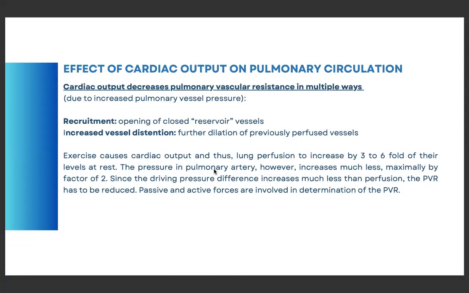So, while cardiac output and lung perfusion experience really high increases, as we said, 3 to 6 fold, the pressure in the pulmonary artery itself doesn't rise as dramatically. It usually maximally increases by a factor of 2. Now, why is that? As we said, they're thin vessels, so they can hold up to that increased blood volume without increasing that much in pressure.